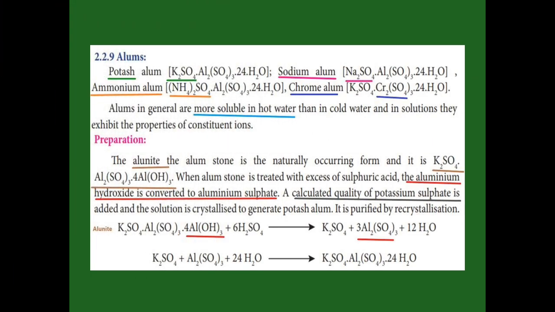Our next topic is alum. Potash alum formula: K2SO4 potassium sulfate, Al2(SO4)3 aluminum sulfate, 24 moles of water. So potash alum is potassium sulfate, aluminum sulfate, 24 moles of water. Sodium alum contains sodium sulfate, aluminum sulfate and 24 moles of water. Ammonium alum is ammonium sulfate, aluminum sulfate along with 24 moles of water. But chrome alum contains potassium sulfate, chromium sulfate along with 24 moles of water.